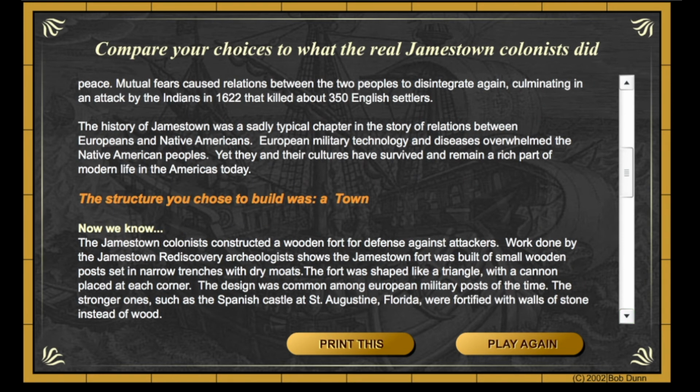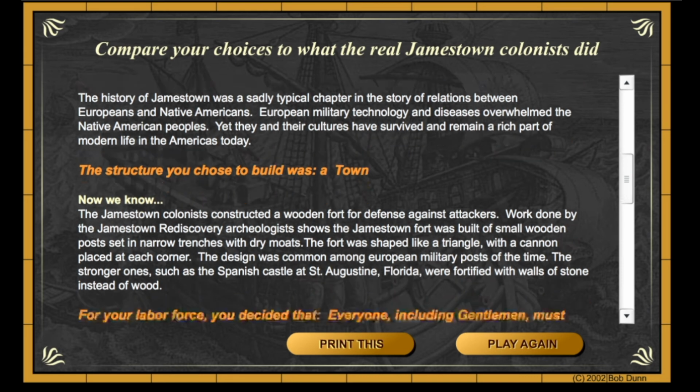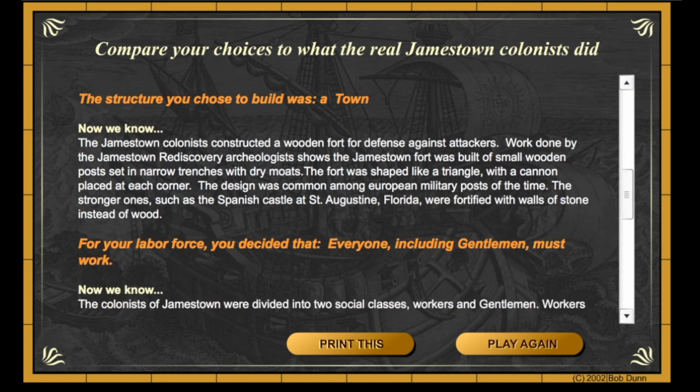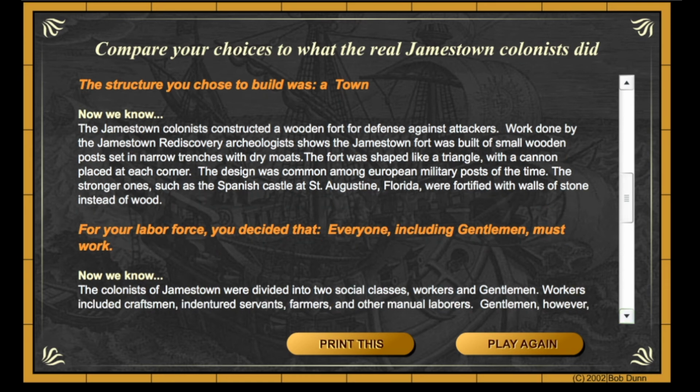The structure we built was a town. All right, so the Jamestown colonists actually constructed a wooden fort. And so they've discovered the fort and the original post where it would have been. It was a triangle. There was a cannon on each corner. It would have been good for defending as a fort, but that could be helpful if you're worried about being attacked. But probably survival was a more important thing. Can we play again? All right, hold on.